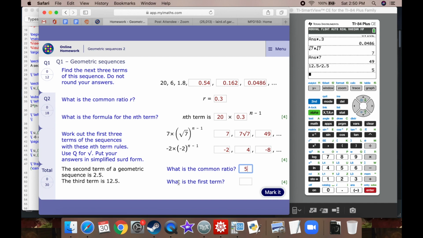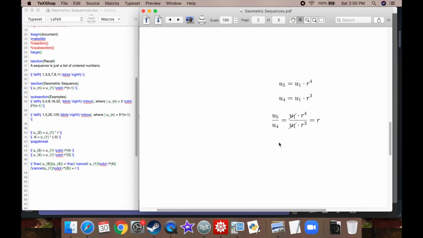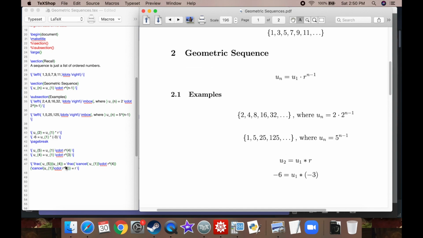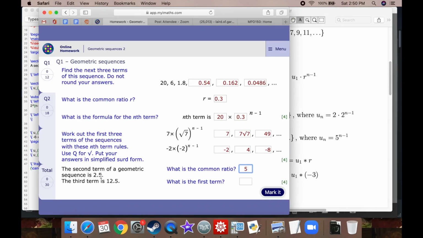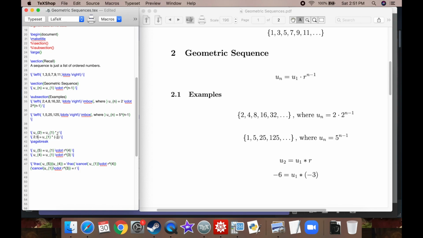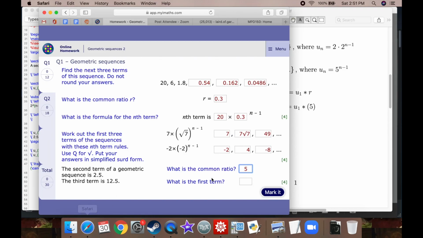Okay, what is the first term? Well, I think I already have it up here, don't I? Didn't I do this just now? Yeah. So we got the second term here. We got our ratio right here. And we need to find out what the first term is. Well, the second term, recall here, is 2.5. And the ratio here is 5. So 2.5 is equal to u sub 1, which is the first term, times 5. What's the first term? Well, you divide everything by 5. 2.5 divided by 5 is 0.5. So there you go. 0.5 is also a half. And that's it.